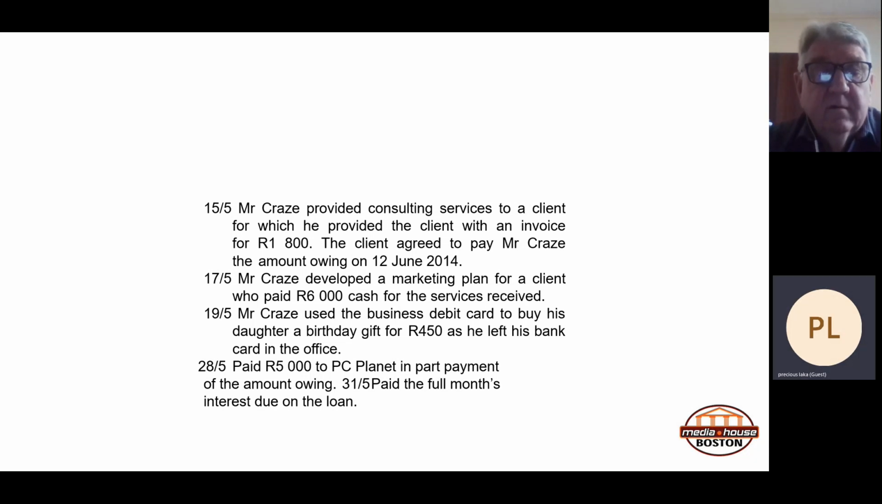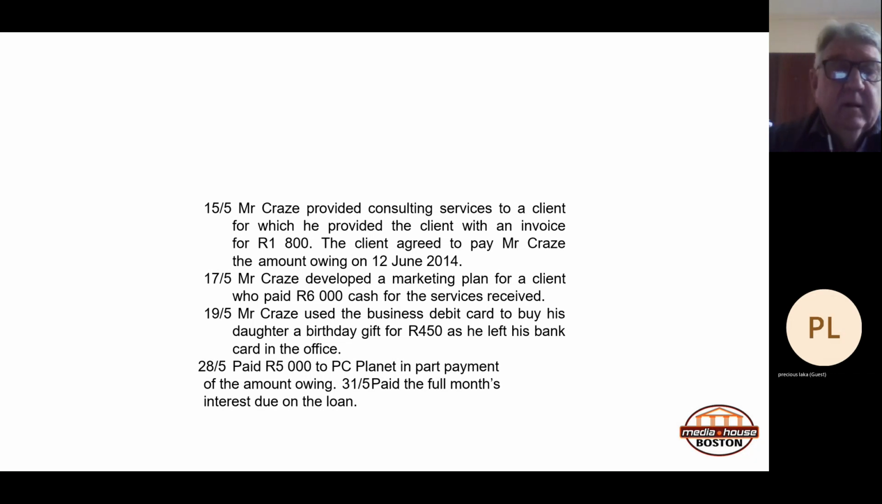Okay, so what happened here? We invoiced, we had an income. Remember, we record income when it is earned, not when it is received, and we record expenses when they are incurred, not when they are paid. So in this case, we have earned the income, but the guy hasn't paid yet. So he owes us the money.